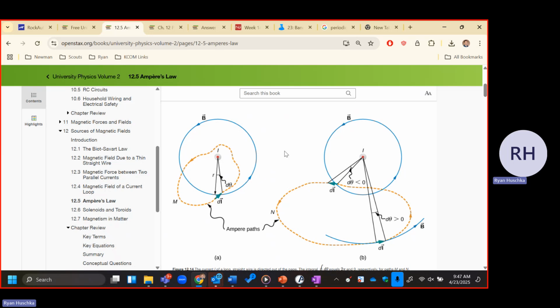Let's compare that to what we see in B. Is the current the same? Yes, the current is the same, and our magnetic field, shown in the blue arrow, is the same. What's the difference in this Ampere path, in the bottom right? It does not contain the straight wire. See how the straight wire is not going through that particular loop?